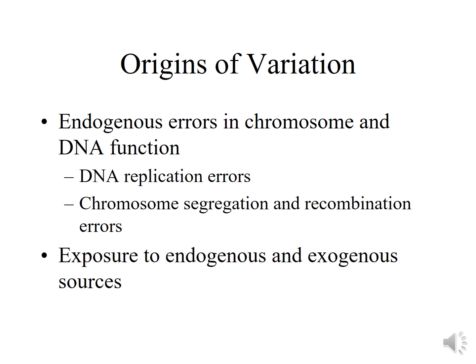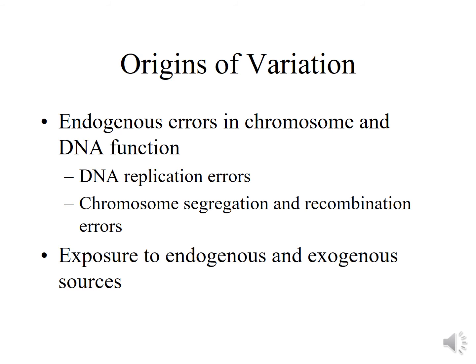Secondly, we can have genetic variation or mutation as a result of exposure to either endogenous or exogenous sources. And that typically refers to some type of chemical. I think this is the most common way that people think about the origin of variation. But it is important to keep in mind that there are basic cellular mechanisms that deal with DNA replication or chromosome segregation and recombination that can give rise to genetic variation.